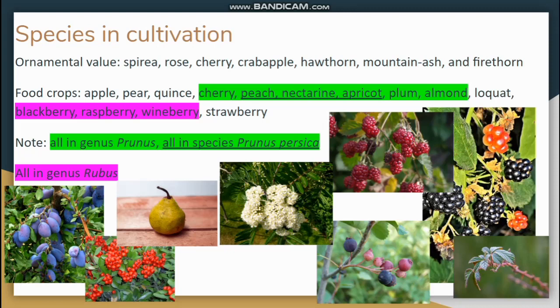So the Rosaceae is an important family. It's a distinctive family, and it's one that we will be working with and we'll be seeing. I don't think we could go a day without encountering Rosaceae.